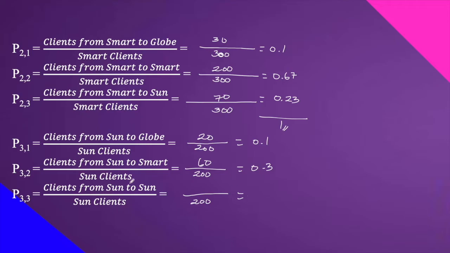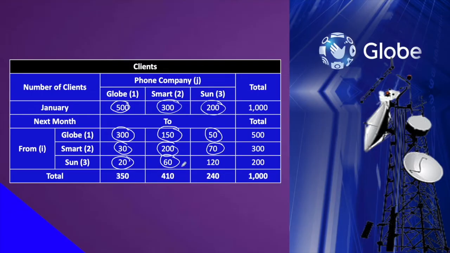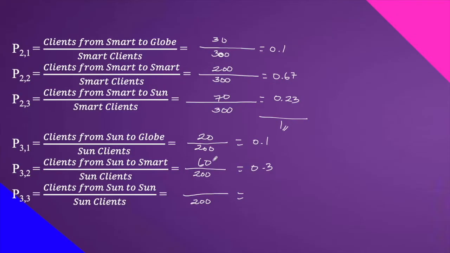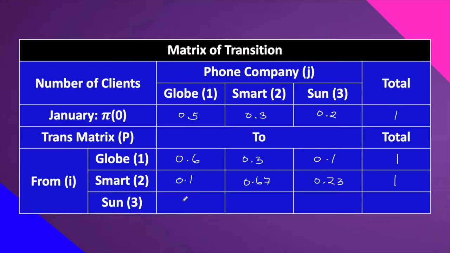And lastly, we have clients from Sun to Sun. These are their remaining clients, those who did not switch, that is 120. And 120 divided by 200 is equivalent to 0.6. Okay? 0.1, 0.3, and 0.6. Total, we have 1 or 100%. So again, the values are 0.1, 0.3, and 0.6. The total is 1. Now, what should we do next?